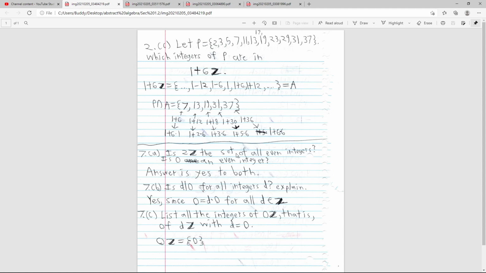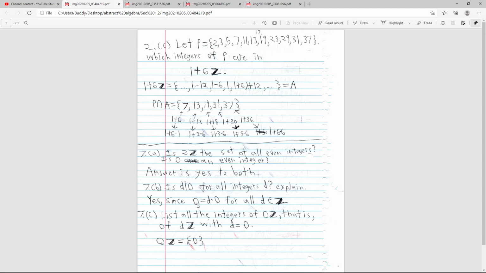Is 2Z the set of all even integers? Is 0 an even integer? And the answer is yes to both. This is just a fact, basically. But yeah, 2 times an integer gives the set of all even integers, because all even integers can be divided by 2, is another way of thinking of that. But does d divide 0 for all integers d? Explain. And these are just short explanations about some facts.